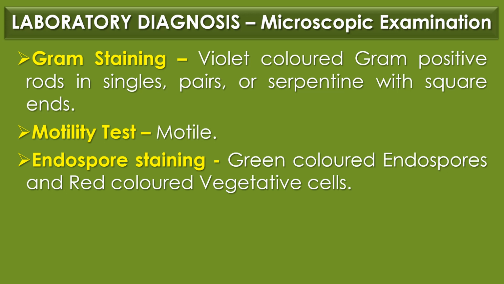Laboratory diagnosis of Bacillus cereus. The first diagnostic method is microscopic examination. Under Gram staining, Bacillus cereus is observed as violet-colored gram-positive rods arranged in singles, pairs, or serpentine with square ends. In the motility test, motile cells are observed, and in endospore staining, green-colored endospores with central arrangement and red-colored vegetative cells are observed.